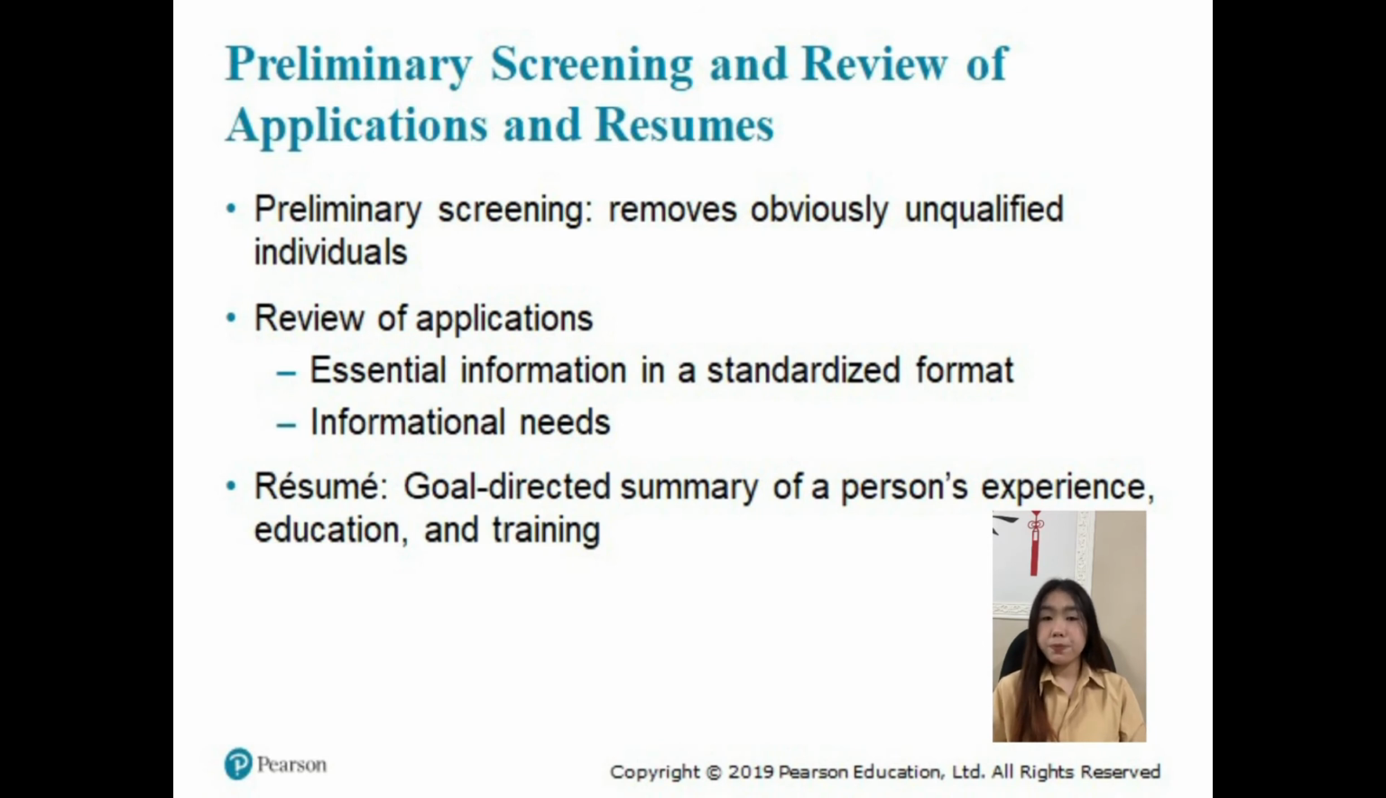Several pre-printed statements are usually included on the application form. A resume is a goal-directed summary of a person's experience, education, and training developed for use in a selection process.